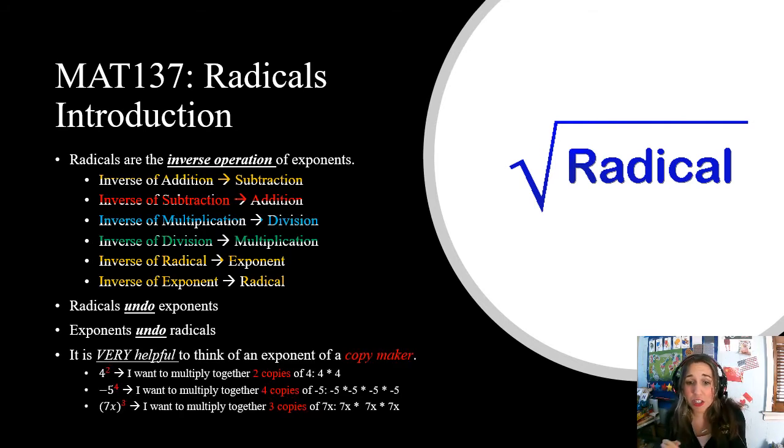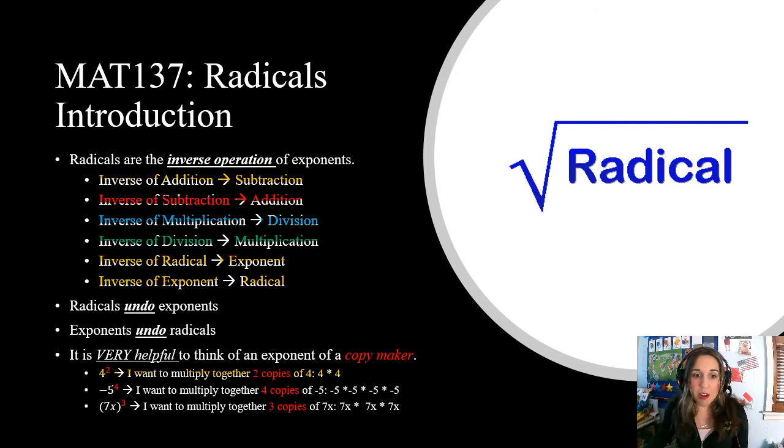Also, just a quick note, it is incredibly helpful to think of an exponent as a copy maker. What do I mean by that? So I'll give you some examples here. 4 squared, the exponent there is 2. That means I want to multiply together 2 copies of 4. So 4 times 4, okay? So that exponent 2 is just telling me I need 2 copies of 4 multiplied together.